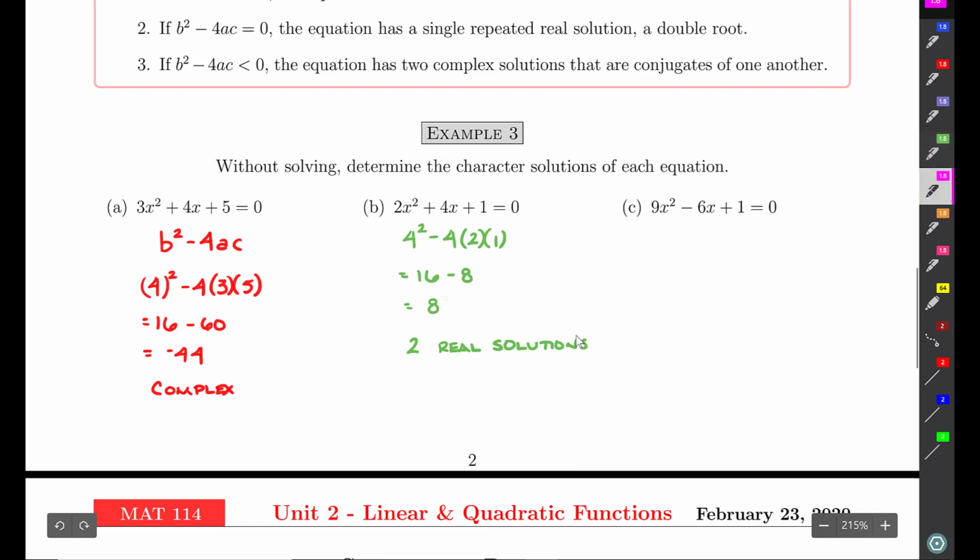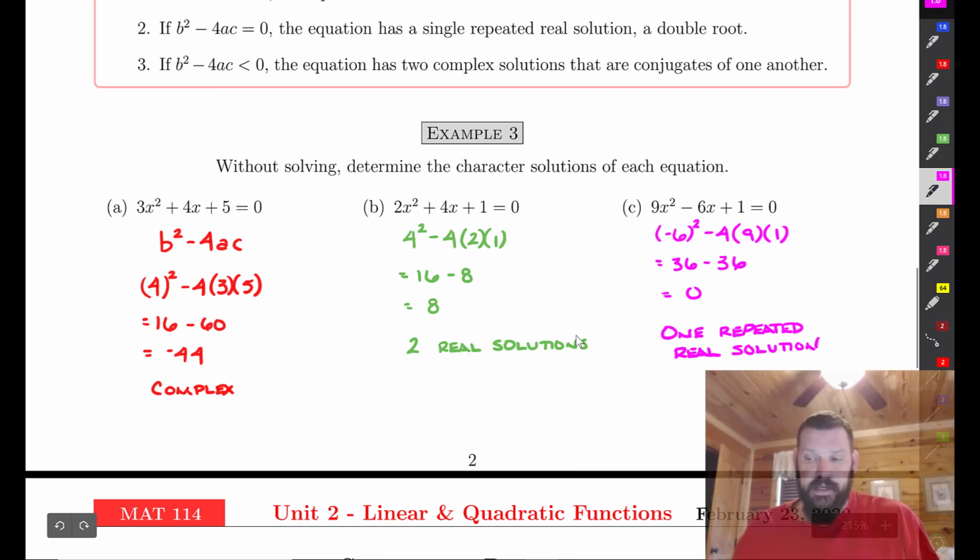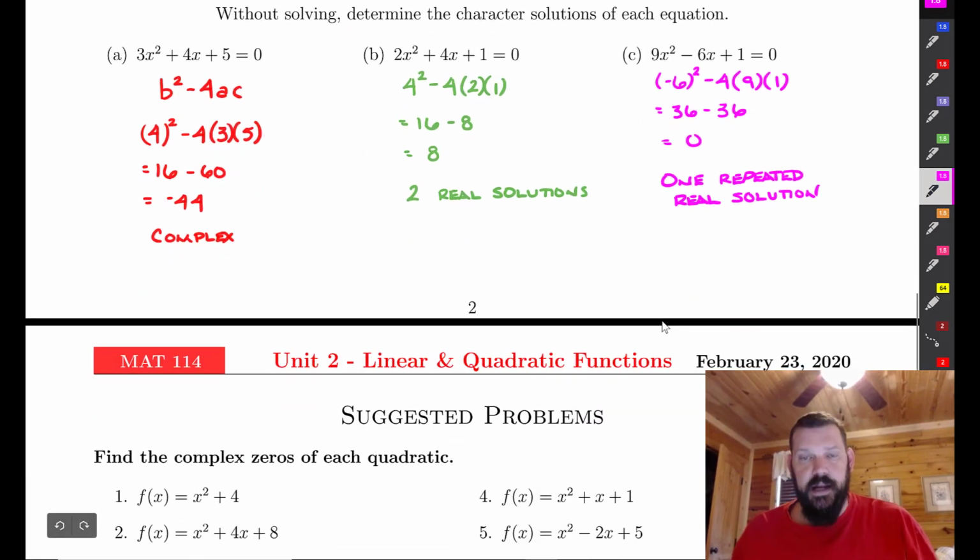And then finally for part C, we're going to do the exact same process. b squared minus 4 times a times c. We get 36 minus 36, which is equal to 0. So we have one repeated real solution. Okay, and so that is the complex zeros of a quadratic.